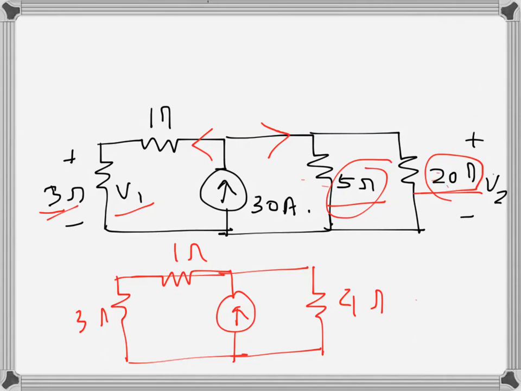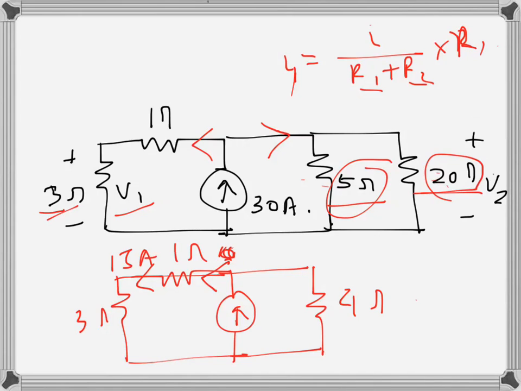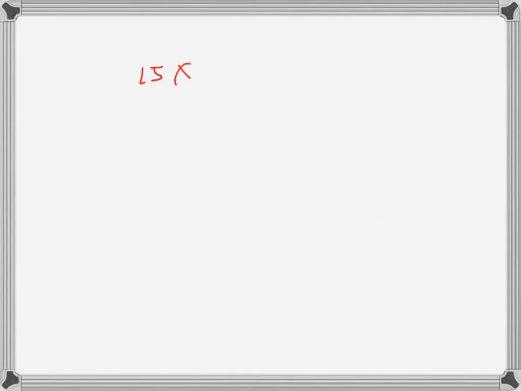If they were not the same, then we would need to use this formula to get the current. But in this case, since they are the same, it is 4 plus 4, that's 8, and multiplied by 4 here, so it's just half. So the current in this direction is 15 amps, and in this direction also 15 amps. So the voltage V1 will be 15 times 3, so that's 45 volts. That's done.